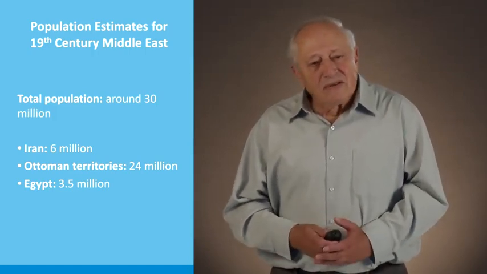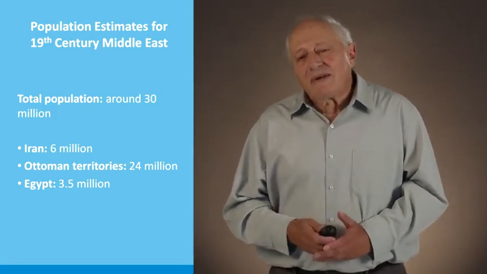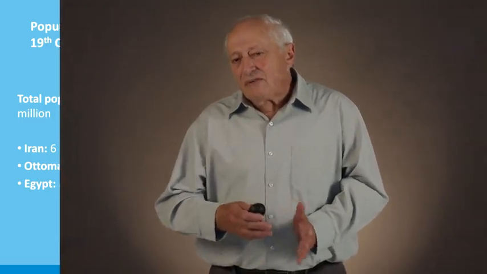6 million in Iran, 24 million in the various Ottoman territories, and 3.5 million in Egypt, counted separately because of the separate way Egypt took in the 19th century, and we'll talk a bit more about that later on. That figure, 3.5 million in Egypt, is an interesting point to note at present. Since the beginning of the 19th century, coming to the beginning of the 21st century today, Egypt's population has increased 25 times over.